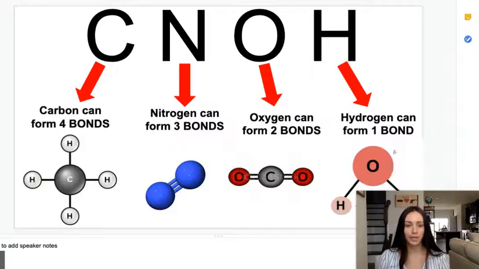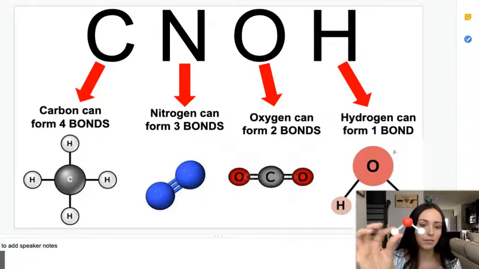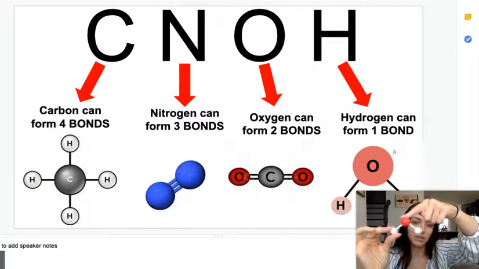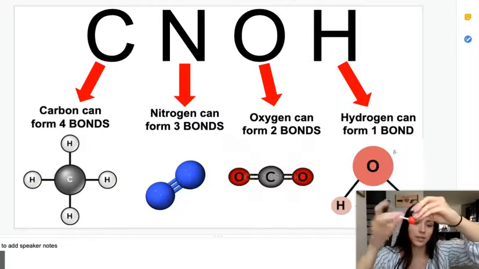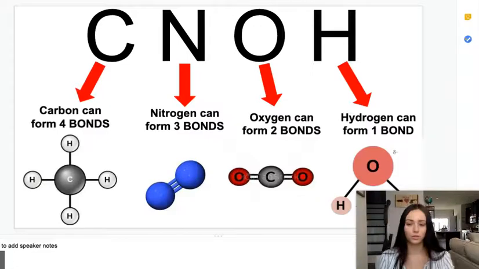Nitrogen, which is listed next in the CNOH rule, is 3. Nitrogen atoms are able to form 3 bonds each, no more. Oxygen, which comes next, is able to form 2 bonds. And finally, hydrogen, our friendly atomic number 1, is only able to form 1 bond. So this gives you an example of both O and H. My oxygen is able to form 2 bonds, but each hydrogen is only able to form 1.